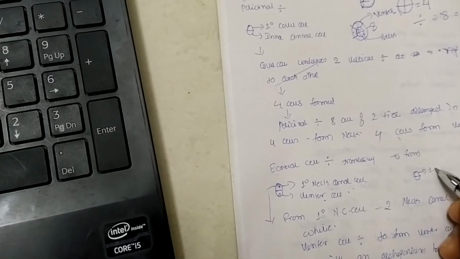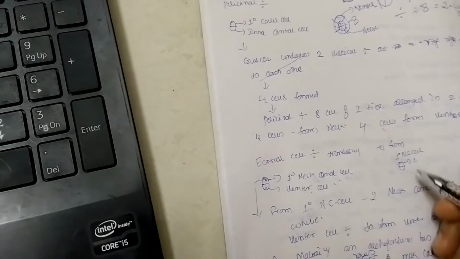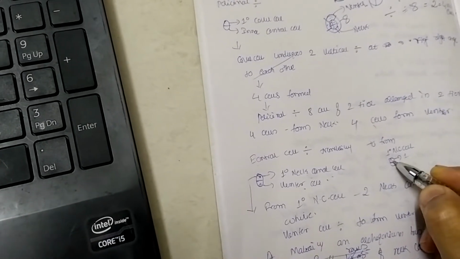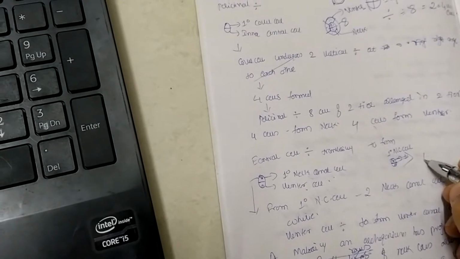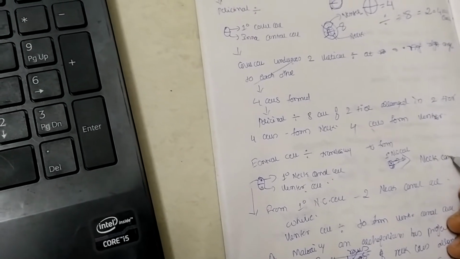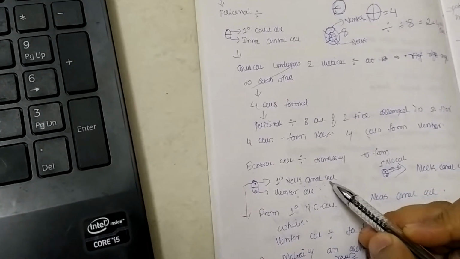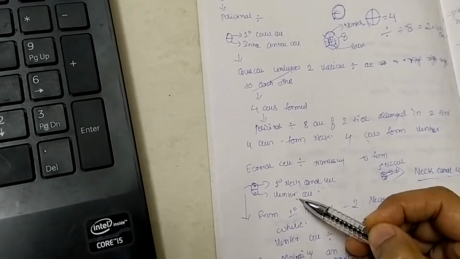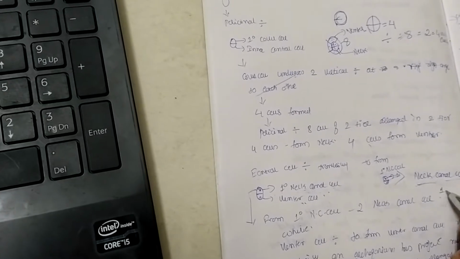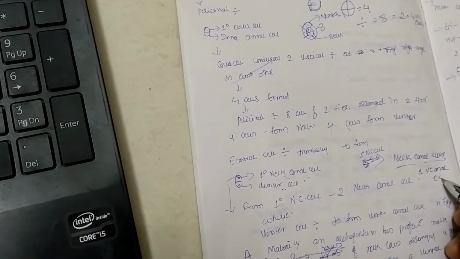This is a primary neck canal cell. It undergoes first periclinal division, leading to formation of the 2 cells. These 2 cells are nothing but neck canal cells. So out of one primary neck canal cell, we got 2 neck canal cells, and the lower ventral cell is going to divide, leading to formation of one ventral canal cell and one egg cell.